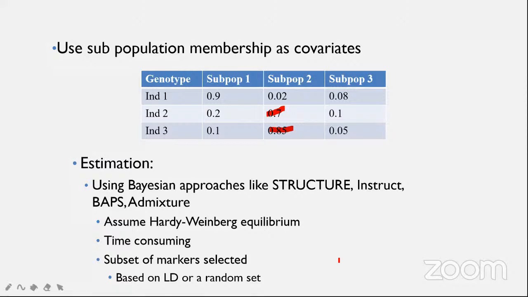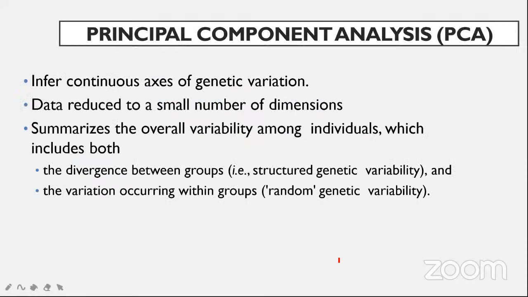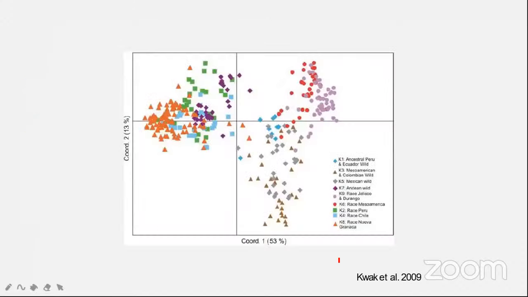If you're studying population genetics, this is one major thing that you have to study. But if you are into mostly association mapping, there is an alternative, developed in 2006: principal component analysis. Basically, your data is reduced into a smaller number of dimensions, and this summarizes the overall variability among individuals, the divergence between groups, and the variation occurring within groups.